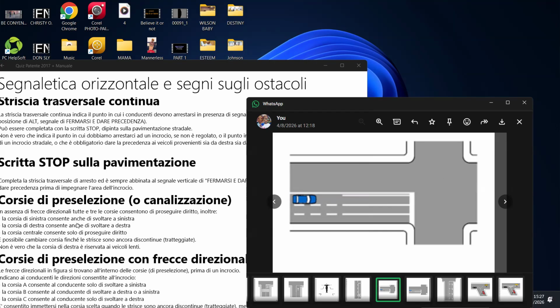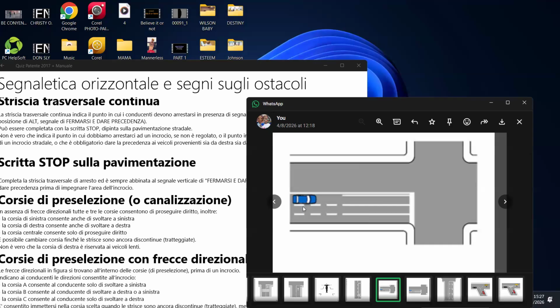You have the right to either go straight or go to your left-hand side if you find yourself here. Then they now say number two, la corsia di destra consente anche di svuotare a destra. This first lane here, you can go straight and it also permits you to svuota, to turn to your right-hand side. Then they said, la corsia centrale consente solo di proseguire diritto. If you enter this center lane, the only option you have is to go straight. You cannot from this center lane svuota a sinistra or svuota a destra.